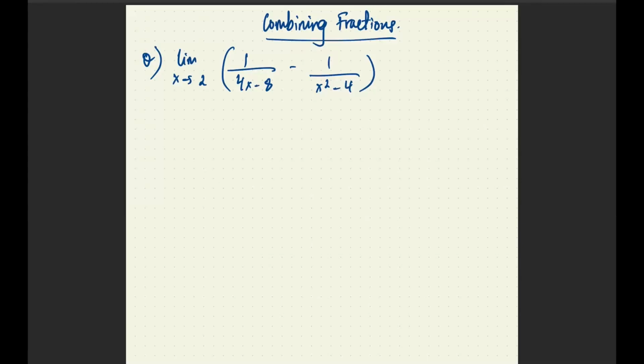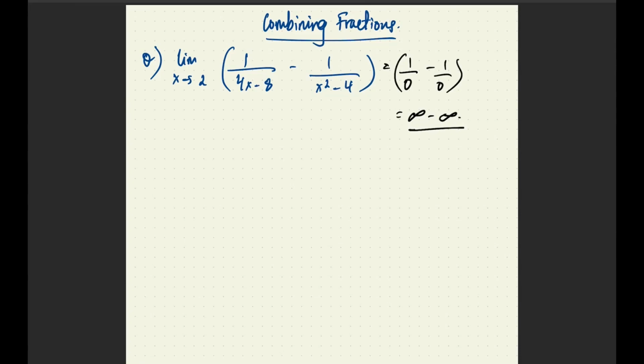So in this video, we'll look at another technique of evaluating limits when we have an indeterminate form. If we evaluate this by plugging in, we're going to get 1 over 0 minus 1 over 0. Anything divided by 0 is infinity, so this is basically infinity minus infinity.